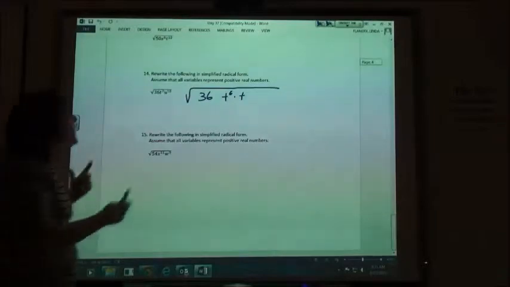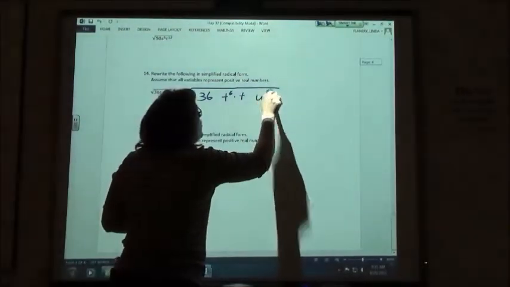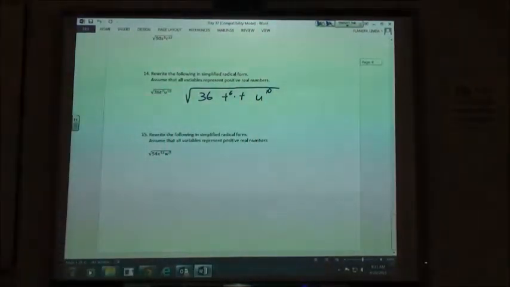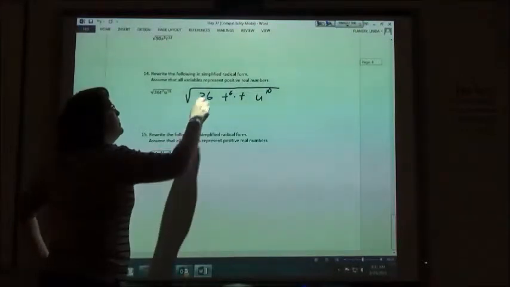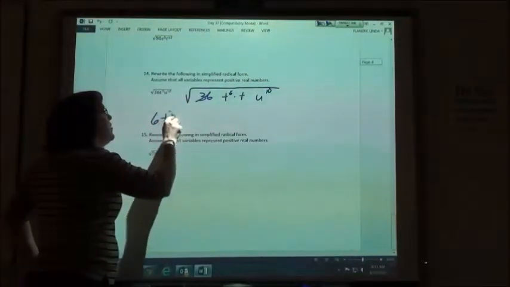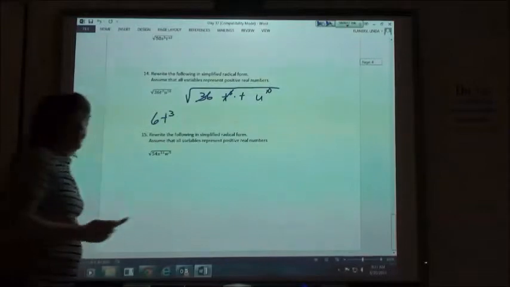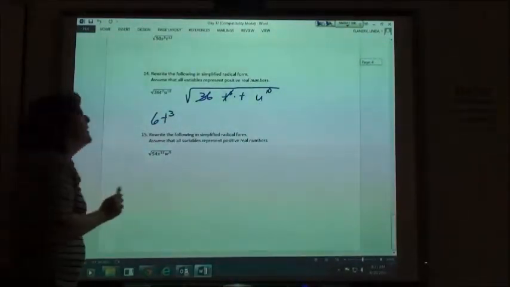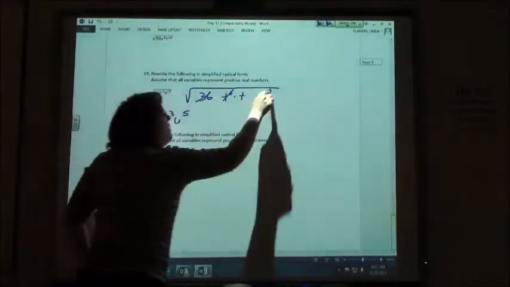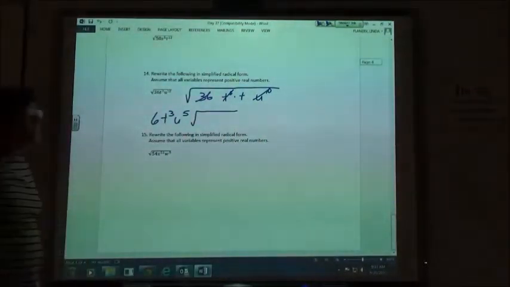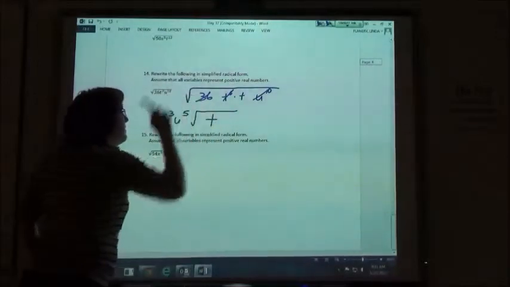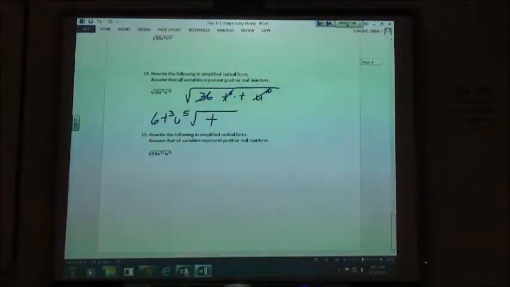And then the u to the 10th has an even exponent. We leave that one alone. It is already a perfect square. So now when we take out our perfect squares, what are we going to have? 6t to the 3rd and u to the 5th are all coming out. And what do we have left under our square root? Just a t. So 6t cubed u to the 5th square root of t would be my answer.